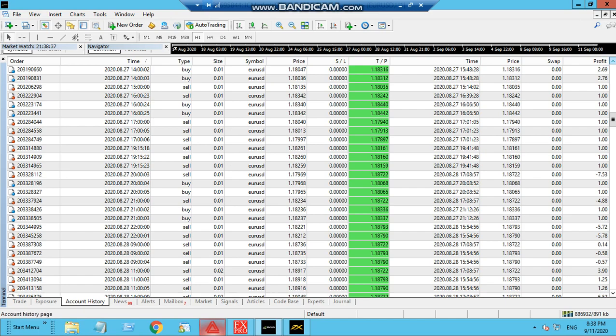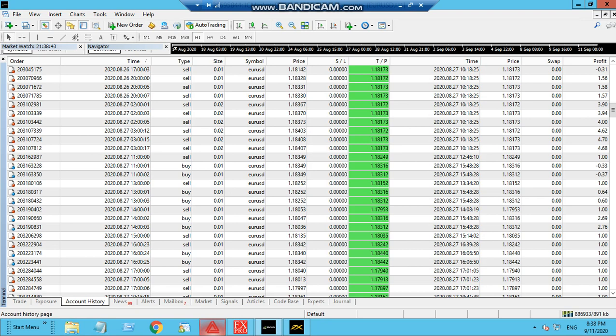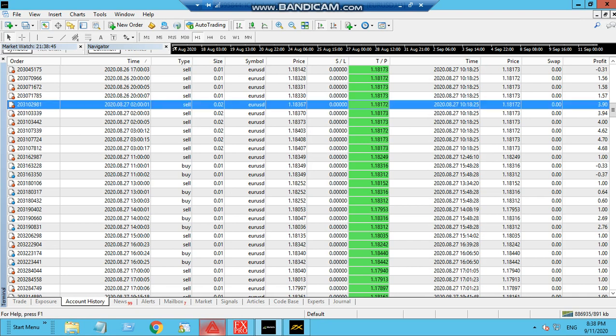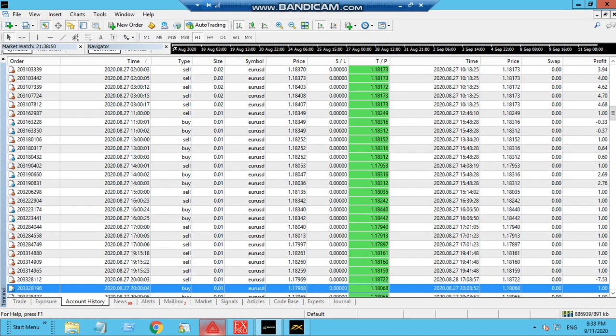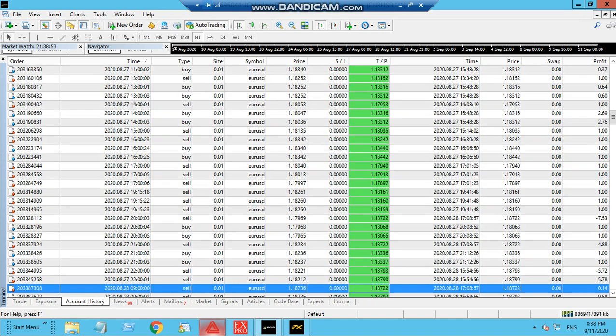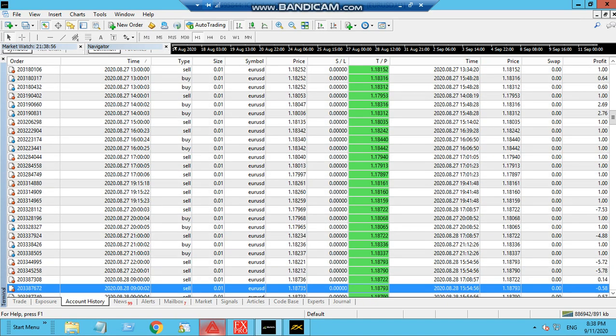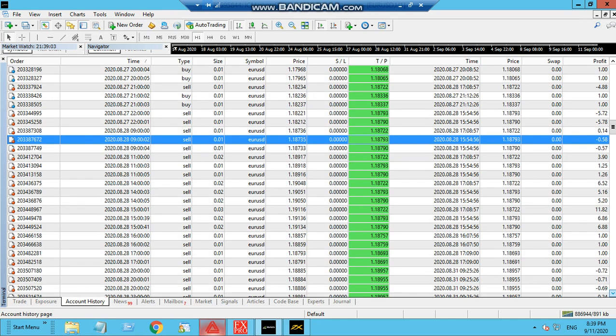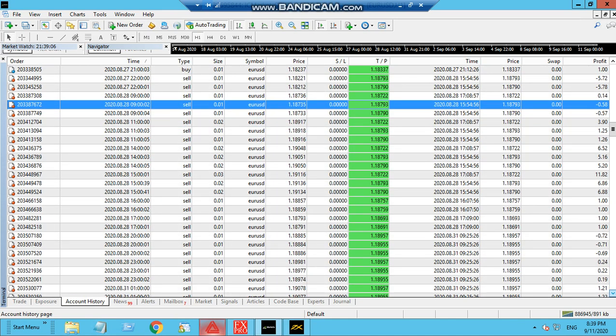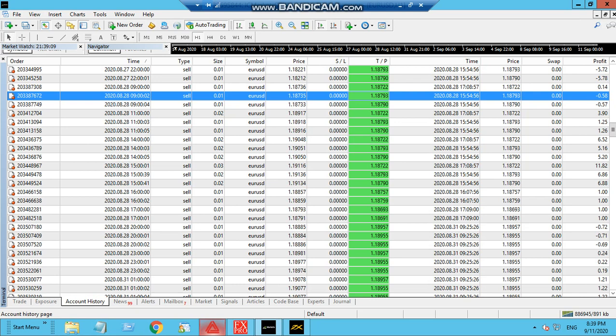Even in a single day, just for one day, on the 27th, it placed almost 20 to 22 to 23 trades, right? So it can be very dangerous if your account balance is low. It doesn't happen all the time, because it doesn't mean that it will open the same number of trades every day. It can be more, it can be less as well.